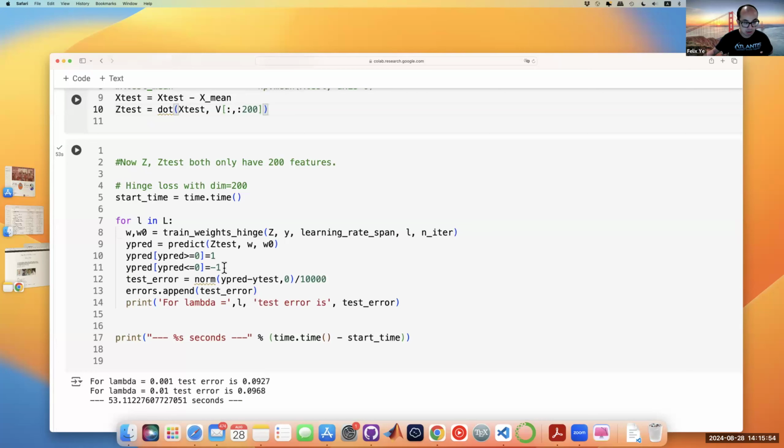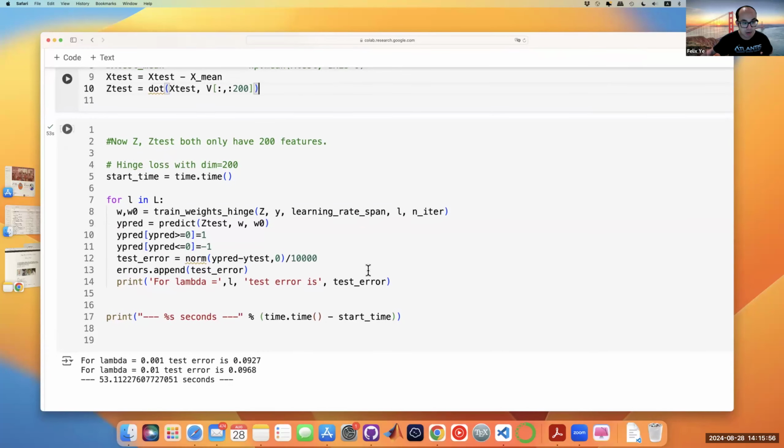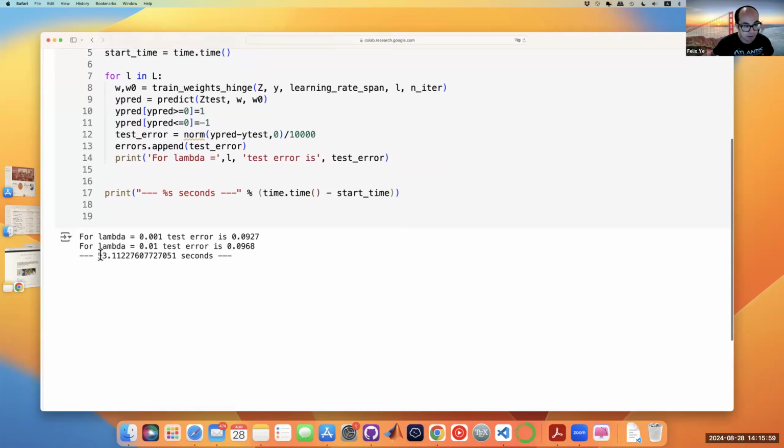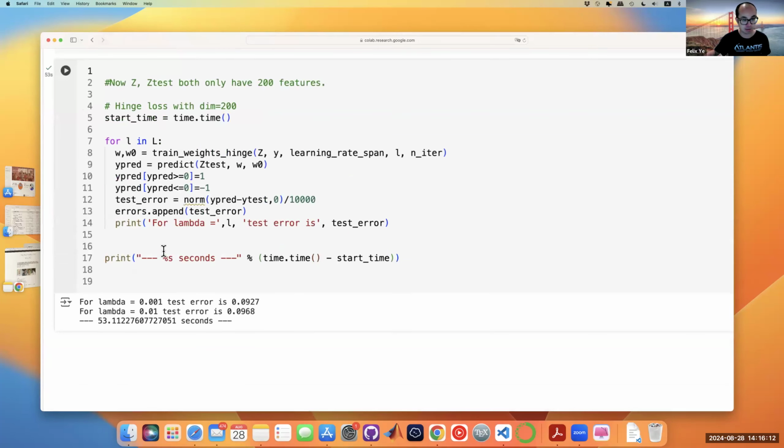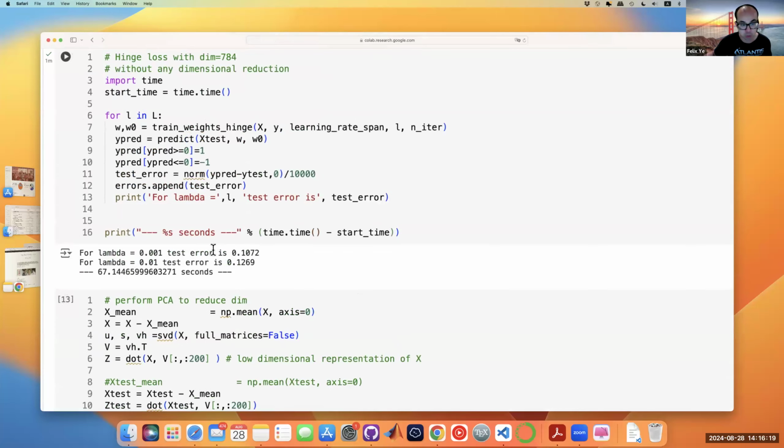And you can see right here, the time that we actually needed is only 53 seconds, right? Compared with almost 70 seconds. So that's about 14 seconds faster. And also in terms of test error, here is also smaller as well, compared to the full 784 dimensions.